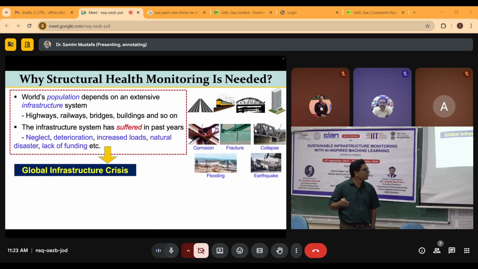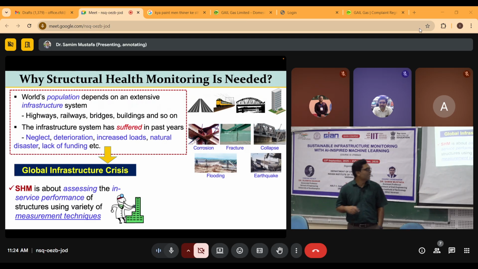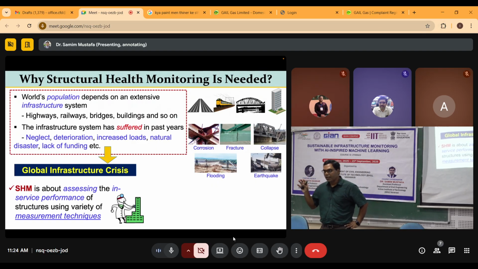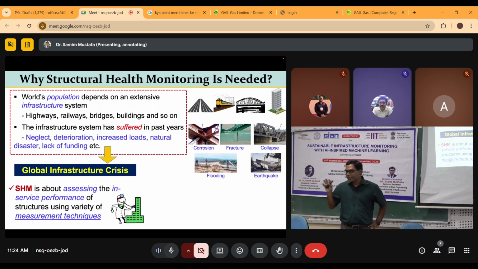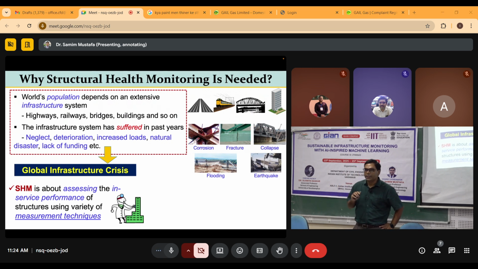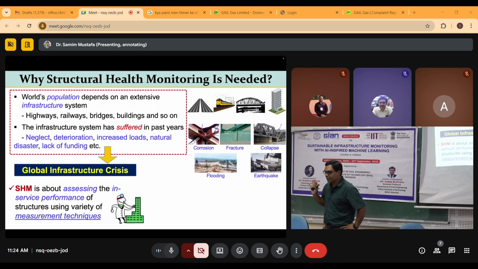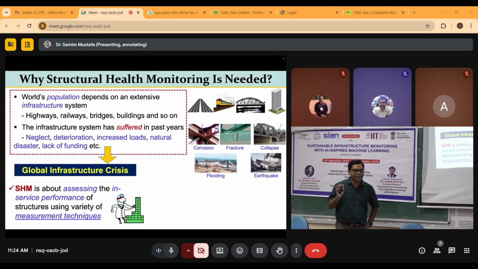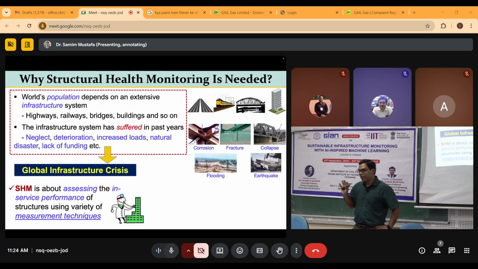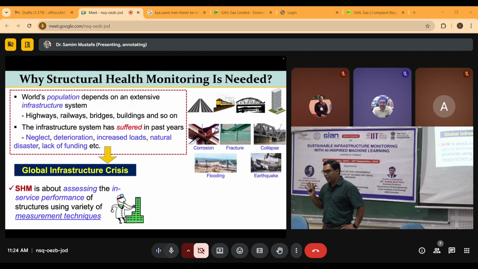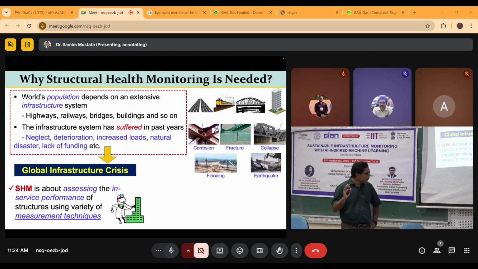So similar things could be implemented with the structure as well. We install some sensors on the structure and then monitor the response from the structure. From the response, we determine the health of the structure. Because there is no other way we can detect any kind of anomaly, deterioration or damage in the structure, right? So we need to rely on the response from the structure only. Based on the response, we should detect. Similar to human health, okay.